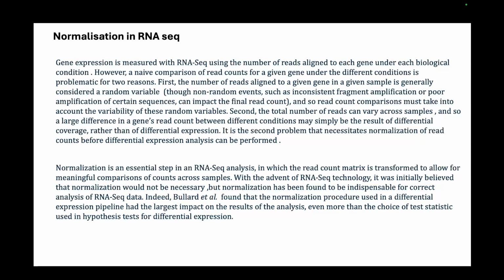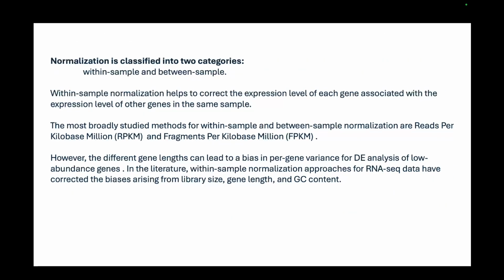Then we come to normalization, and there can be two types of normalization, which are within sample and between sample. The most broadly studied methods are FPKM and RPKM. These correct for the bias of gene lengths and the total number of reads.